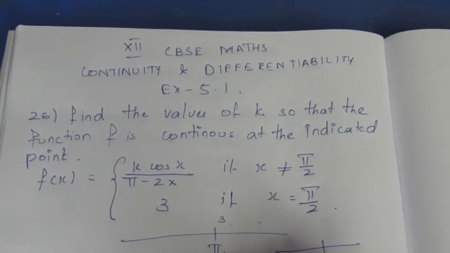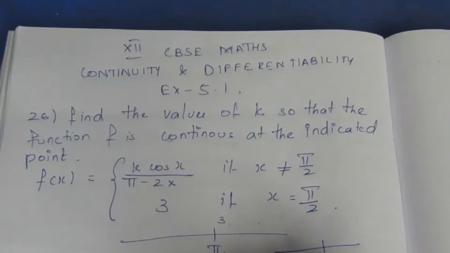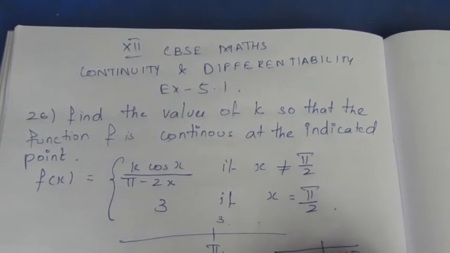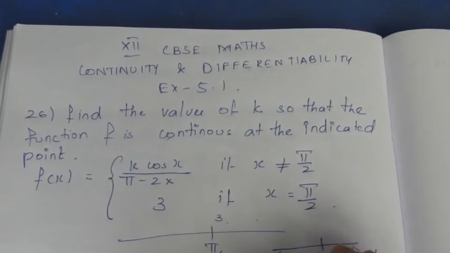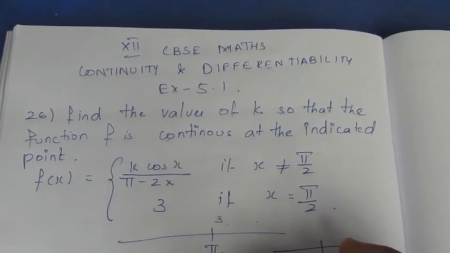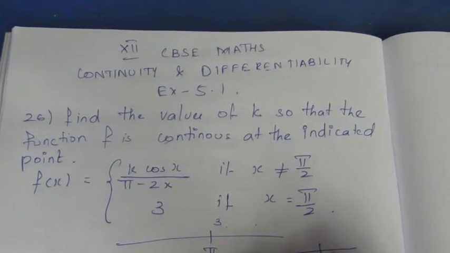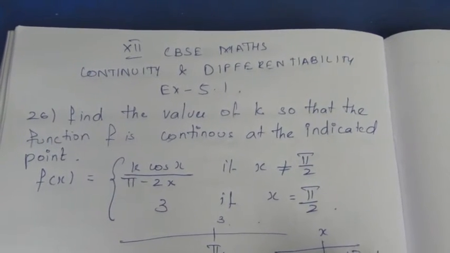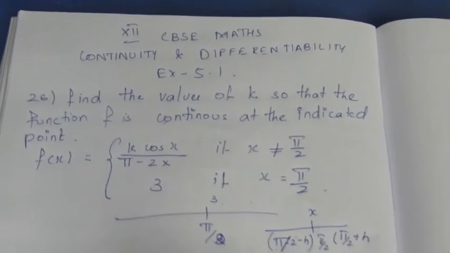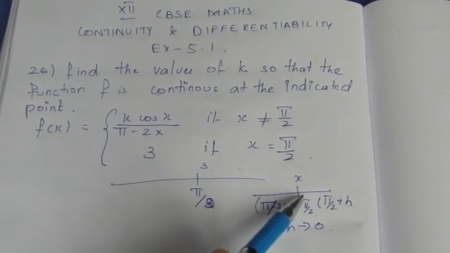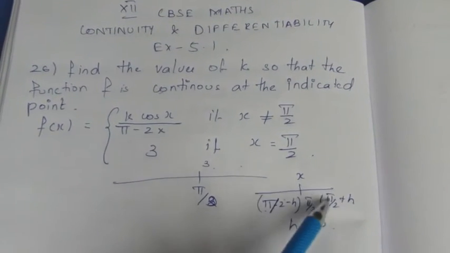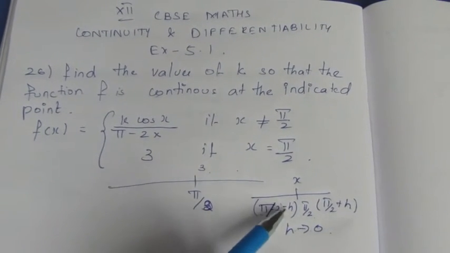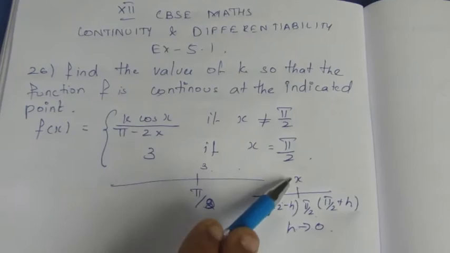pi by 2 minus h. Here this side pi by 2 plus h, where h tends to 0. Only if h tends to 0, here this side I am taking pi by 2 minus h, this side pi by 2 plus h. The same thing, I am not changing anything. If I take h to 0, then it will be pi by 2. So x will be 2 pi by 2.